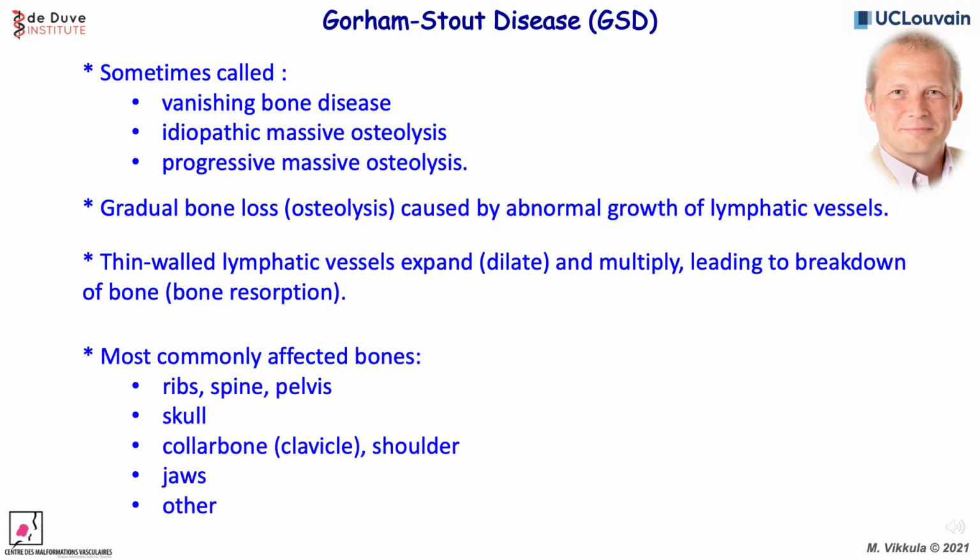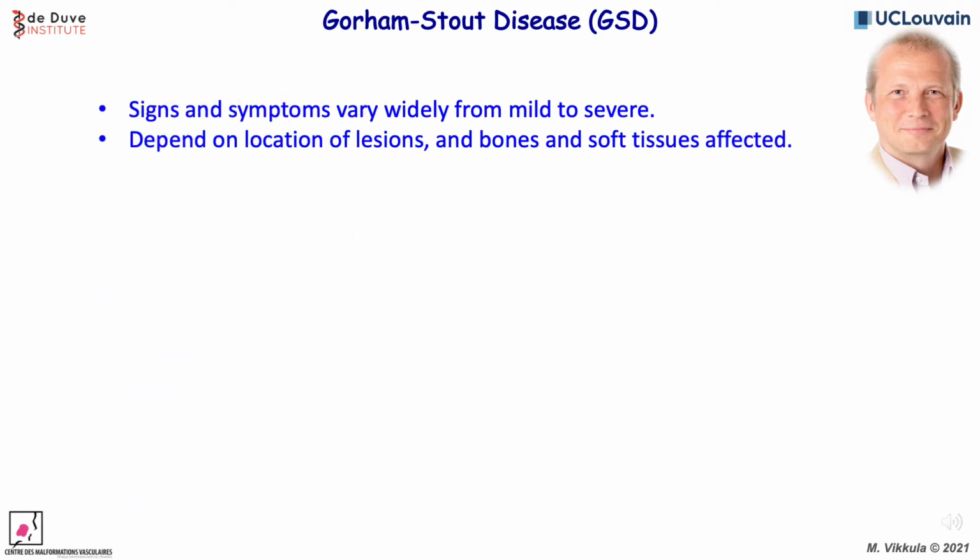Most commonly, we see bones such as ribs, spine and pelvis, skull bones, the collarbone or clavicle, shoulder blades, jaws, but also other bones that are affected. The signs and symptoms vary widely among patients with Gorham-Stout disease, from very mild to very severe. They depend on the location of the lesions and on the bones and soft tissues that are affected.